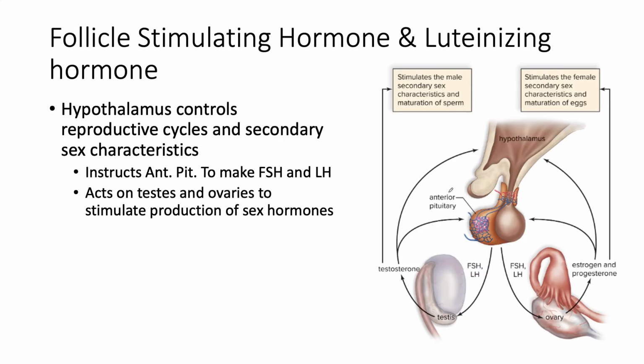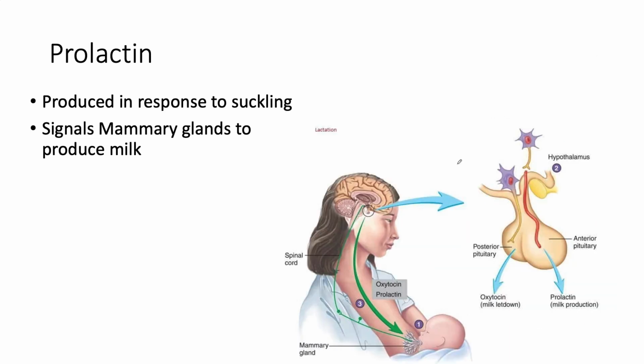The next two I'm going to just do together because they both have similar effects. They both act on the testes and the ovaries to stimulate production of sex hormones and mature gametes. Prolactin is produced in response to suckling during nursing. This hormone signals the mammary glands to produce milk. So remember, oxytocin was important in letting the milk down. Prolactin is important in producing milk.